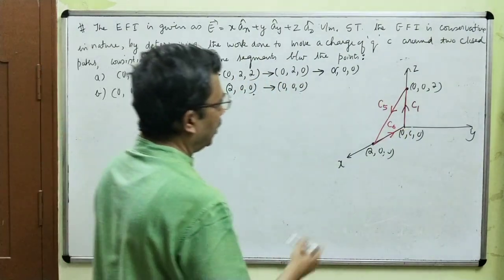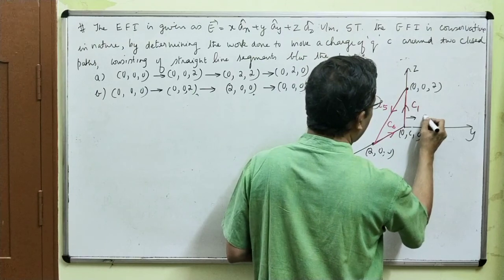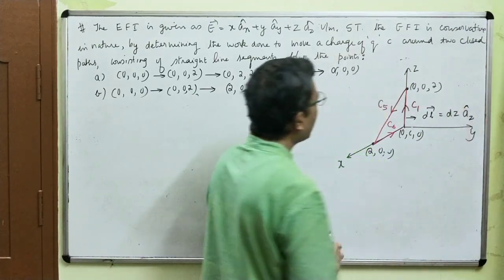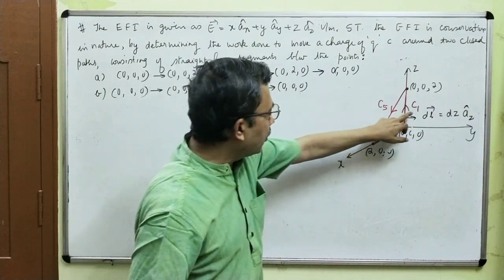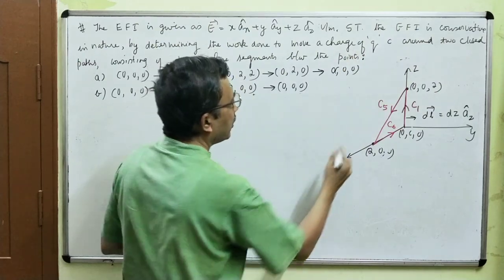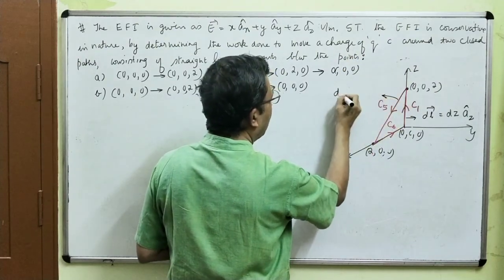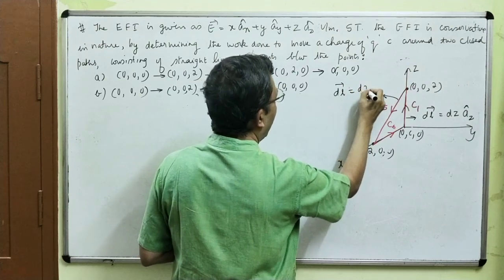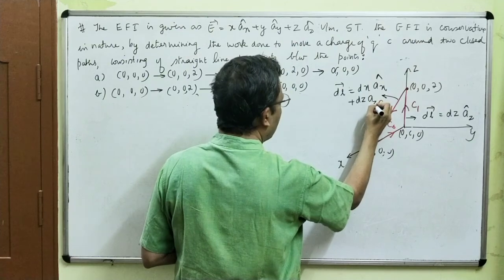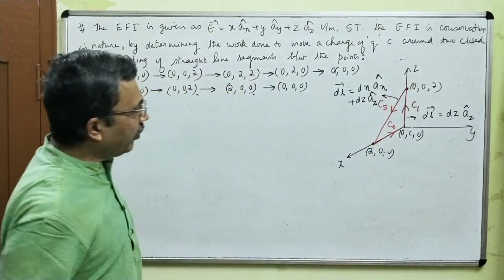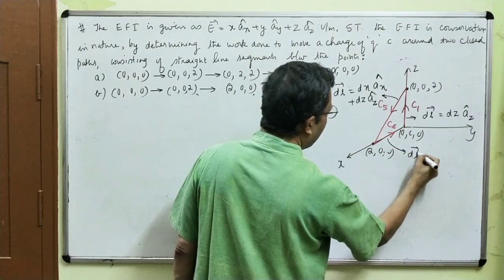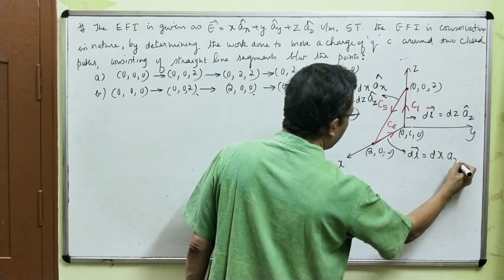Path C1 is along the Z axis. Therefore, what is vector dl here? Vector dl is dz into Az cap. Please note the paths C1, C5 and C6 are in the XZ plane. So, what is the expression for vector dl for path C5? It is dx into Ax cap plus dz into Az cap. What is the expression for vector dl for path C6? It is vector dl equal to dx into Ax cap.